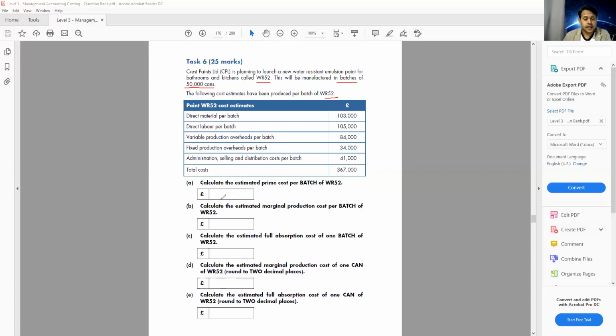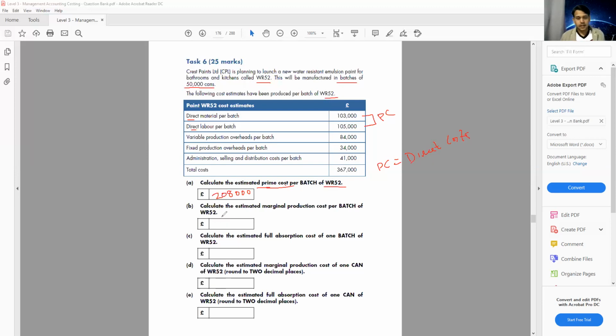The first requirement here, they said, calculate the estimated prime cost. Remember the prime cost? Prime cost is all about the direct cost. All the direct costs together, we call it prime cost. So here we can see we have two direct costs, one and two. Those two together we will add first. Let's try to do that. We have 103 plus 105, that is 208. This is my prime cost for batch WR52.